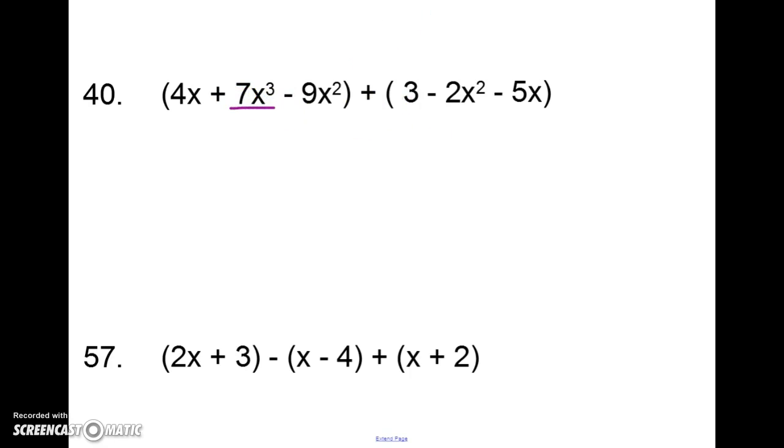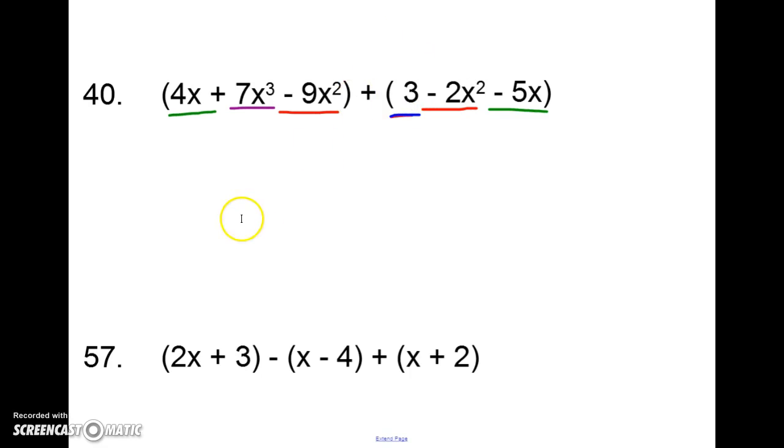I'll see I have a 7x cubed. I'll be looking then to combine my x squareds. I have a negative 9, a negative 2. I'm going to color code these for us. I'll be looking for my x's. I have a negative 5x and a 4x. And then I see that I have a constant here of 3.